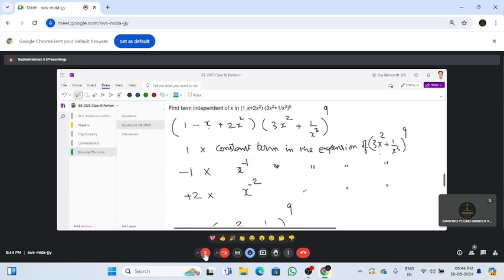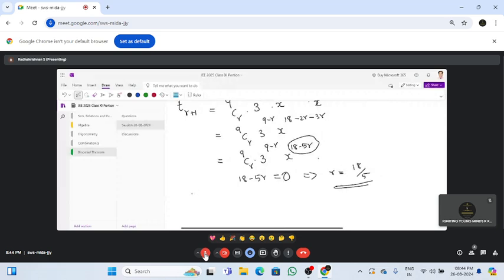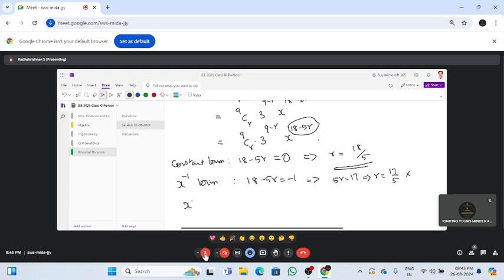Now let's look at the other one, minus 1. When x power minus 1 will happen, for what value of r will this be minus 1? For x power minus 1 term, we have to put this 18 minus 5r equal to minus 1. That means 5r equal to 19, or r equal to 19 by 5. So this also doesn't exist. There will not be any term that will have x power minus 1. Now let's look at x power minus 2.